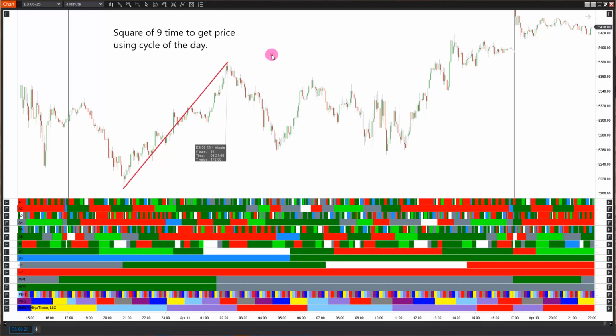So I'm taking the time of that swing. I've used the ruler tool. It's 81 bars. So these are 81 4-minute bars. What I want to do is figure out how many degrees that is in the total of the day, and then I can figure out how many degrees this movement was in time, and then I can make a price or multiple price projections off of that.